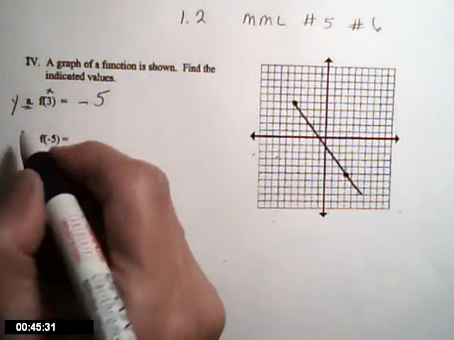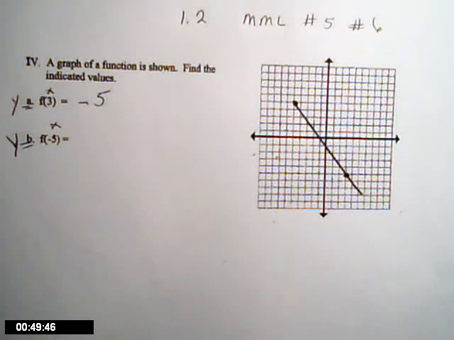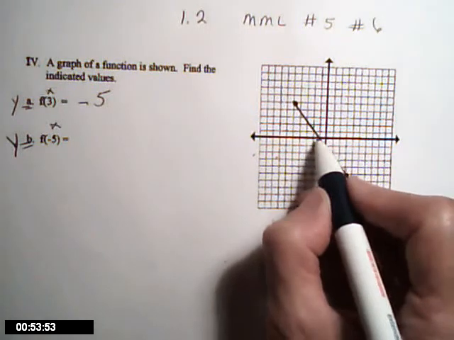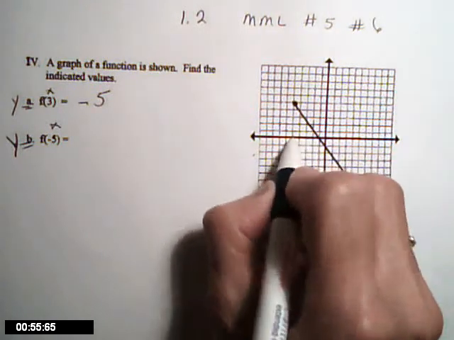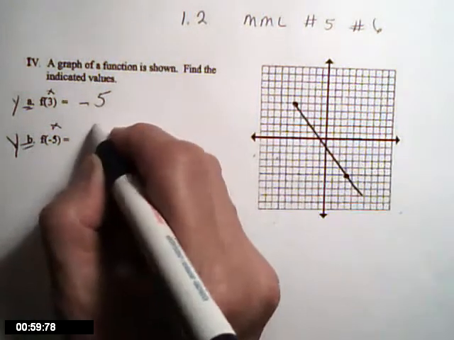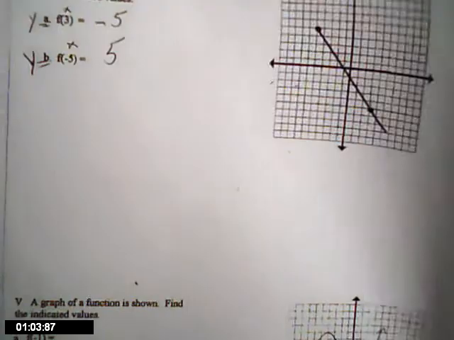Alright, the next, I'm looking for y when x is negative 5. So go to your graph and find x negative 5. 1, 2, 3, 4, 5. Then here will be my value, and the y value would be positive 5. Remember, you're given x, you're looking for y.